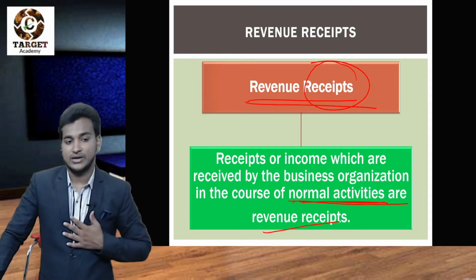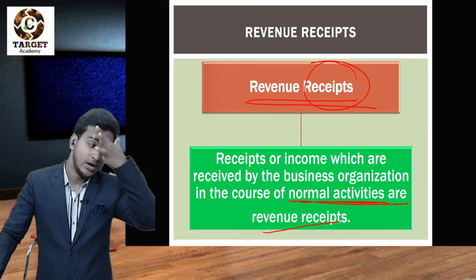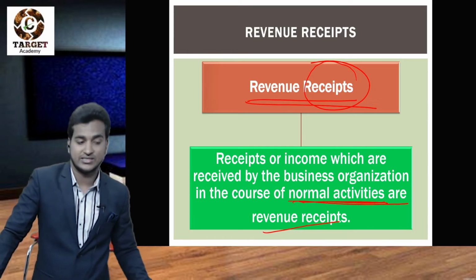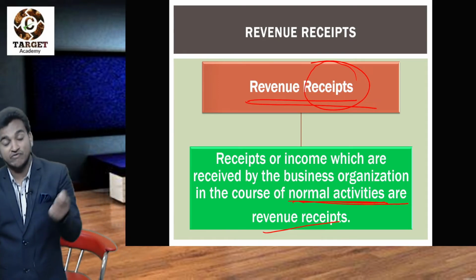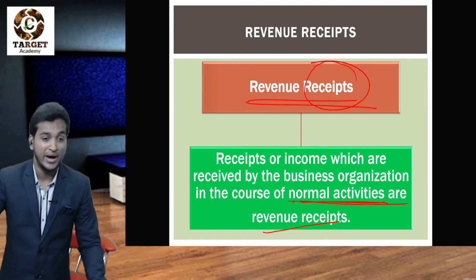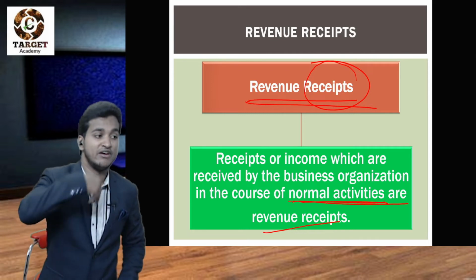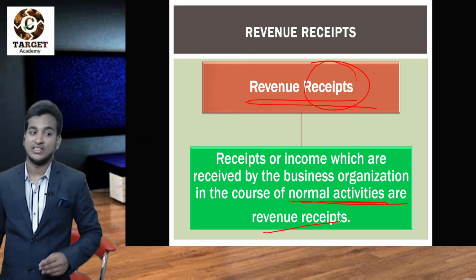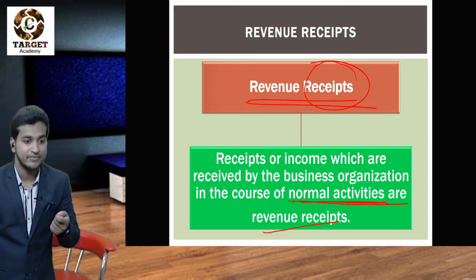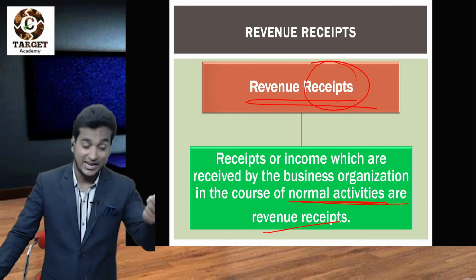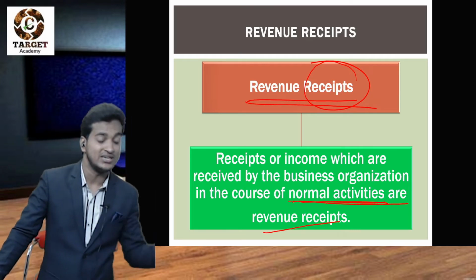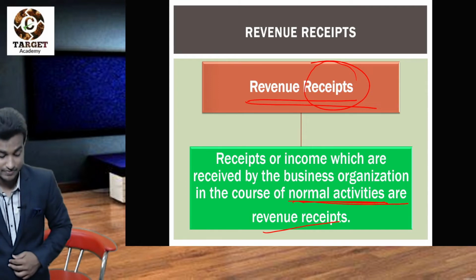I am taking a loan of 50 lakhs from Bank of Baroda. That means I am taking a loan from Bank of Baroda, which means money is being received by me from Bank of Baroda. That means there is a receipt now. We have to find out whether that receipt is a revenue receipt or a capital receipt.